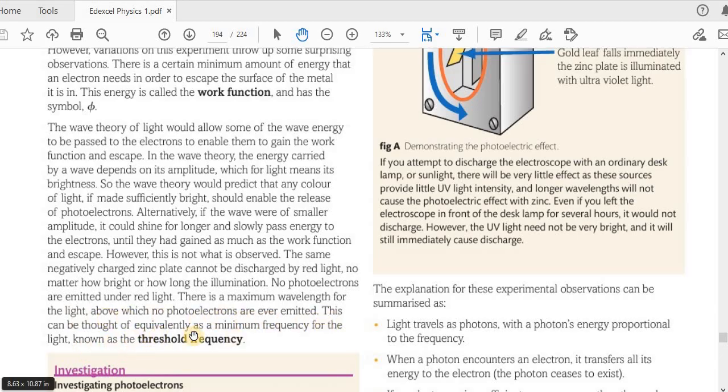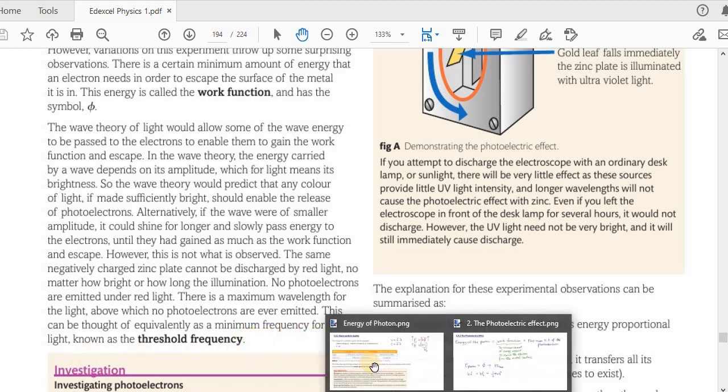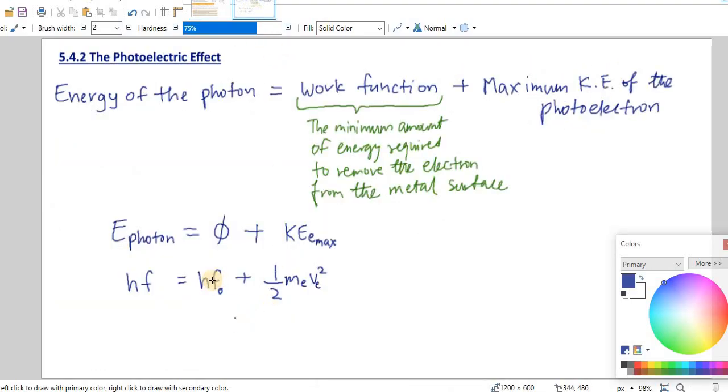This can be thought of equivalently as a minimum frequency for the light, known as the threshold frequency. So that's why I wrote it with the naught here, f naught, hf naught. So this is the threshold frequency. If the photons have a frequency which is equal to this, then we can say the electron is just removed from the metal surface. But if this energy is greater than hf naught, photoelectric emission takes place. If hf is less than hf naught, no photoelectric emission takes place. We write that down later. Okay, so let's see the rest of this.